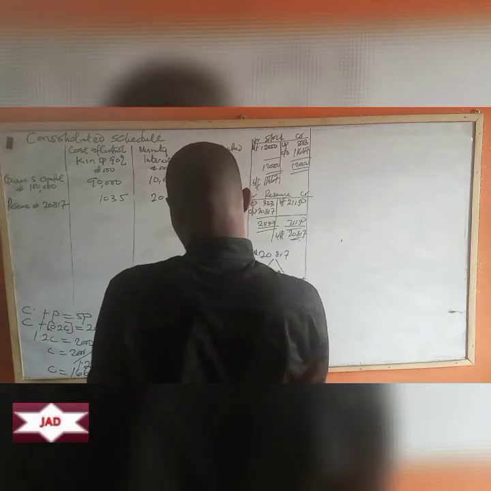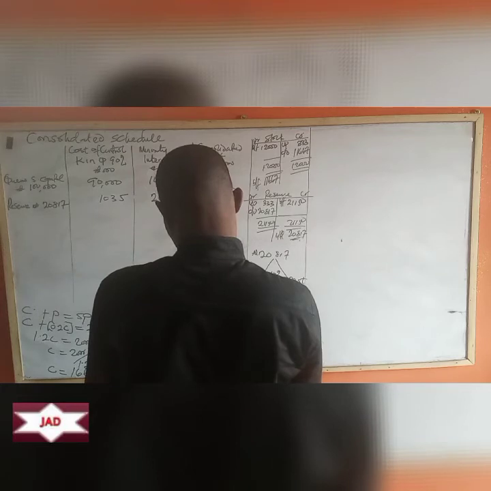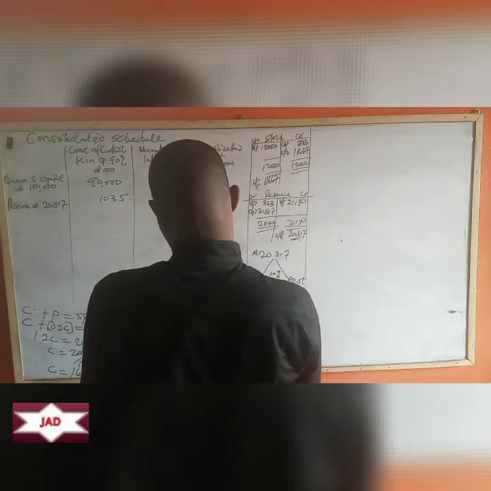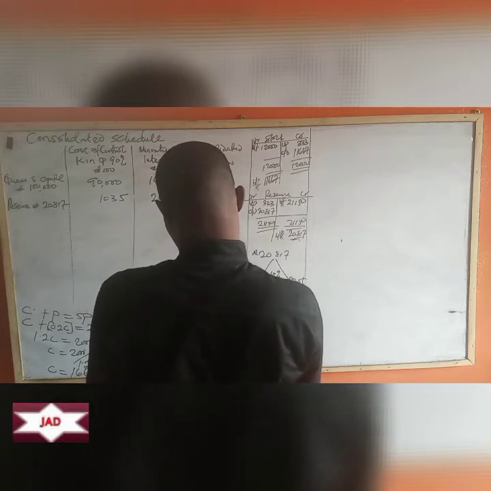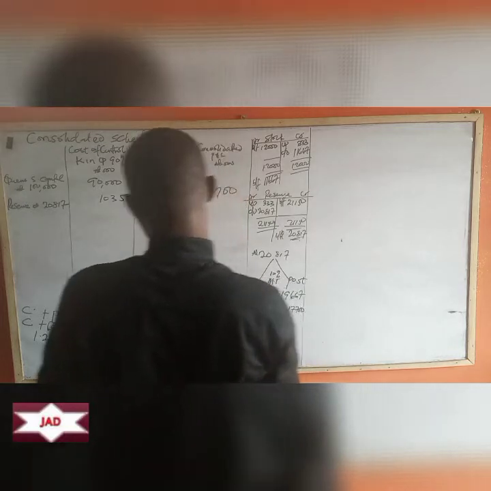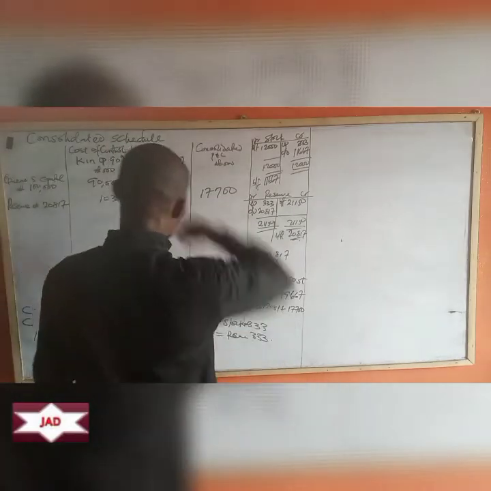Okay, so if you add up 17,700 plus 2081 plus 1035, what do we have there? That's 20,816 point. Okay, so there's an approximation here.